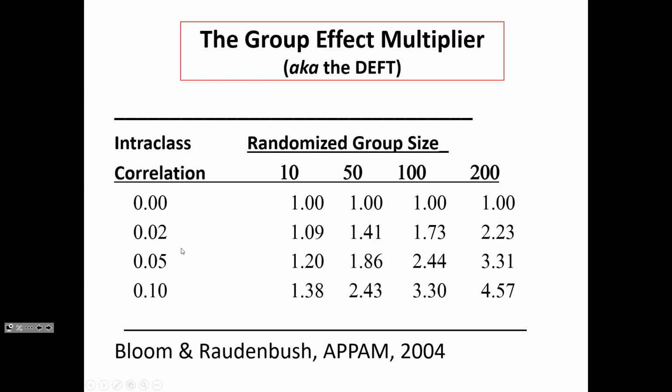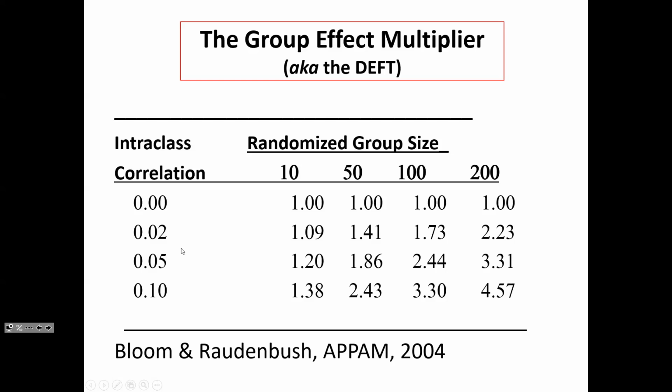It's much better to have 200 clusters, each with size 5, than to have 5 clusters, each with size 200, even though the sample size is the same. So it's really not about the overall sample size. It's really about how it breaks out in terms of the number of people per cluster and the number of clusters.